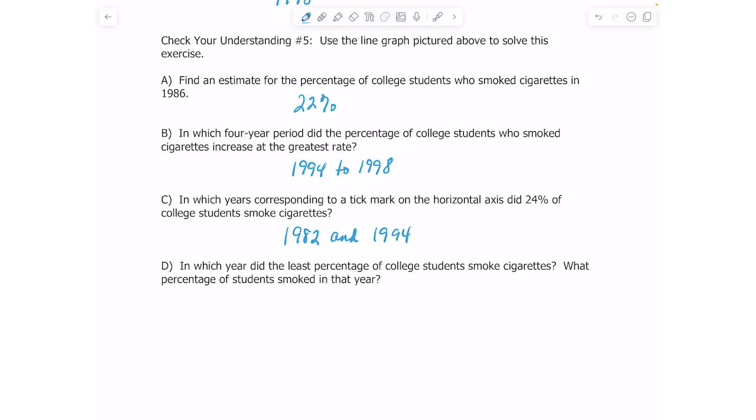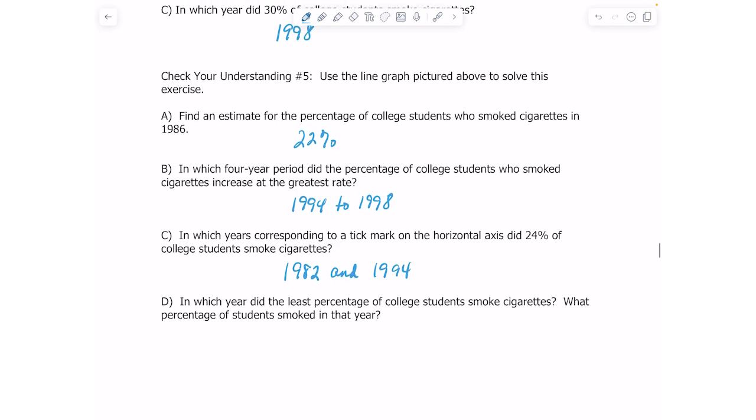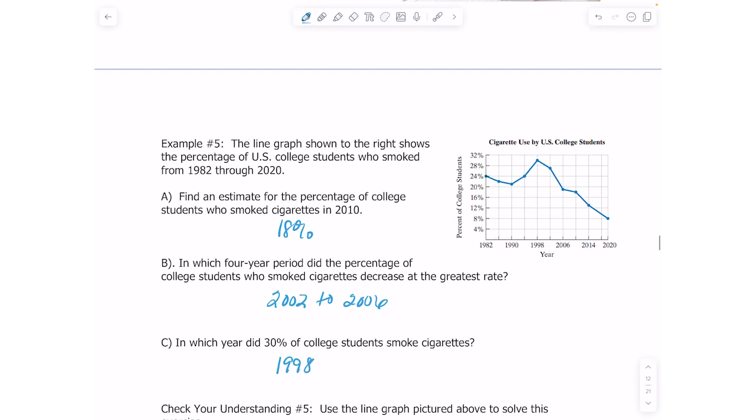And last but not least, in which year did the least percentage of college students smoke cigarettes, and what percentage of students smoked in that year? So the least percentage of college students smoked cigarettes, that would be in 2020 because that's the lowest on the graph, right? And we can see that it's about 8%.